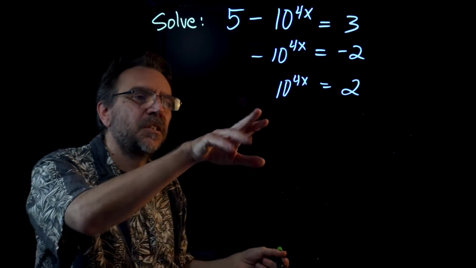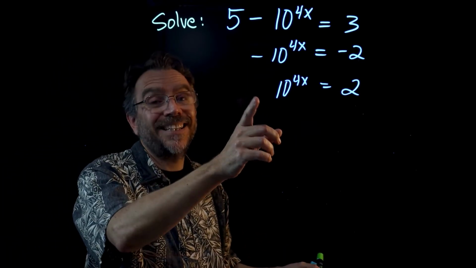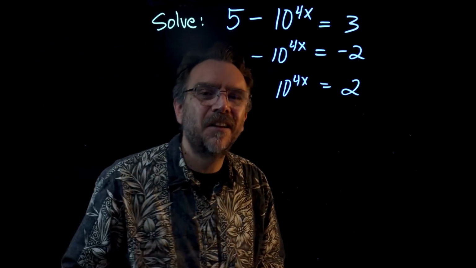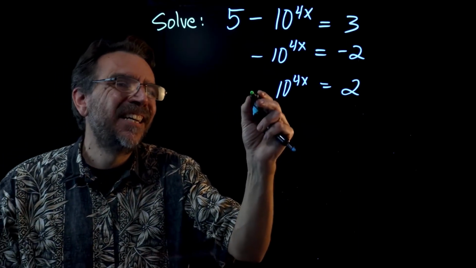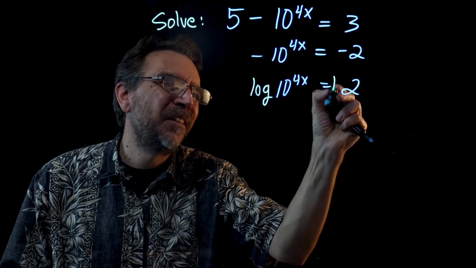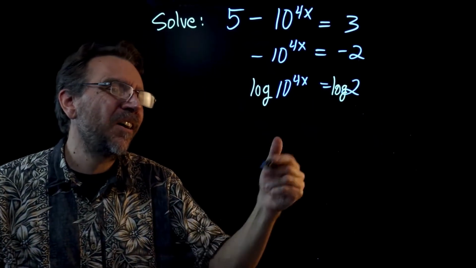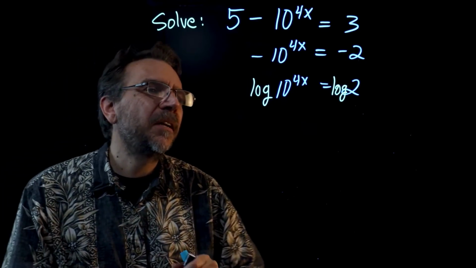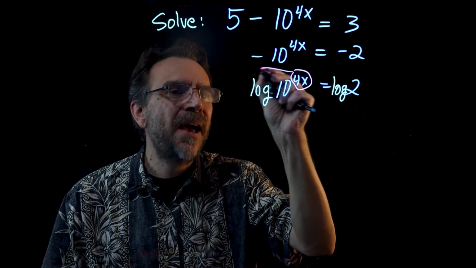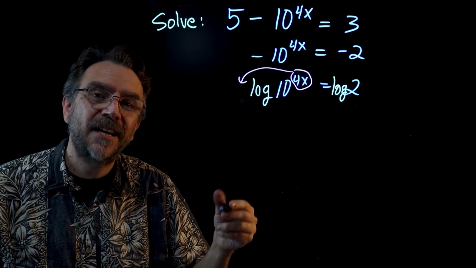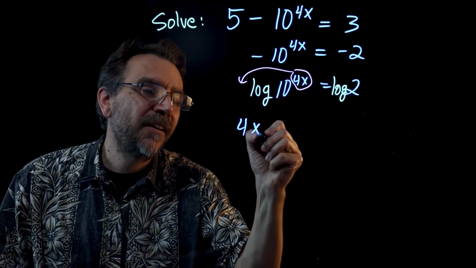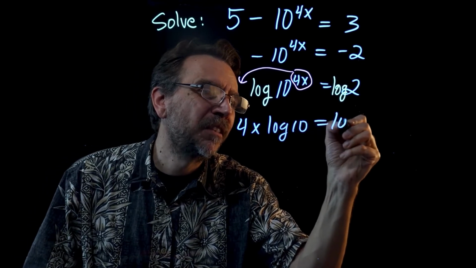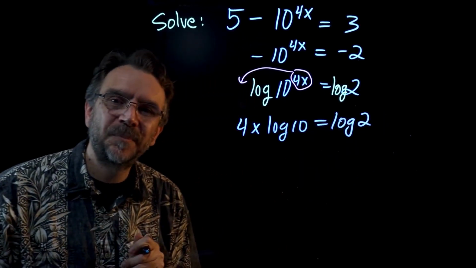Now, we have a choice. We could choose to take the natural log of both sides, or we can take the common log of both sides. Since this is base 10, I'm going to choose to take the common log of both sides. So log of 10 to the 4x power, that's going to allow me next to apply the power rule for logarithms and bring that down as a coefficient. All right, so that gives me 4x log of 10 equals log of 2.